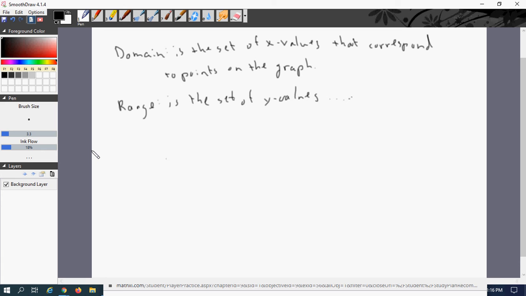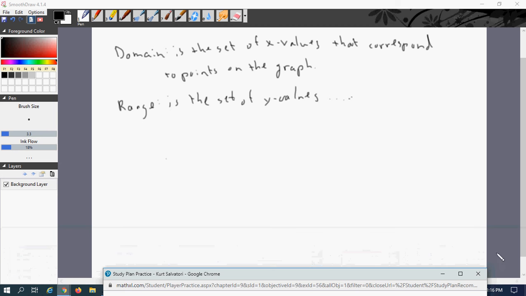Sometimes, like on your mastery test, it's going to come up. I'm not going to want it in an inequality writing. I'm going to want it as an interval notation. So looking back at these problems, I'll go back to this one.